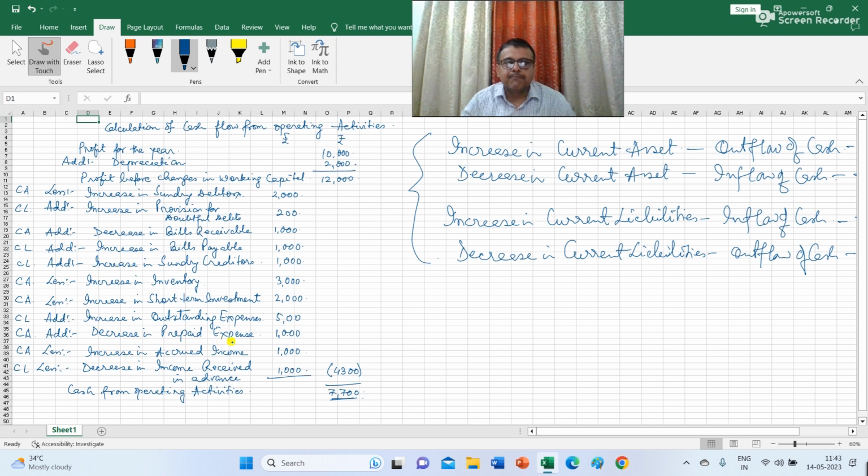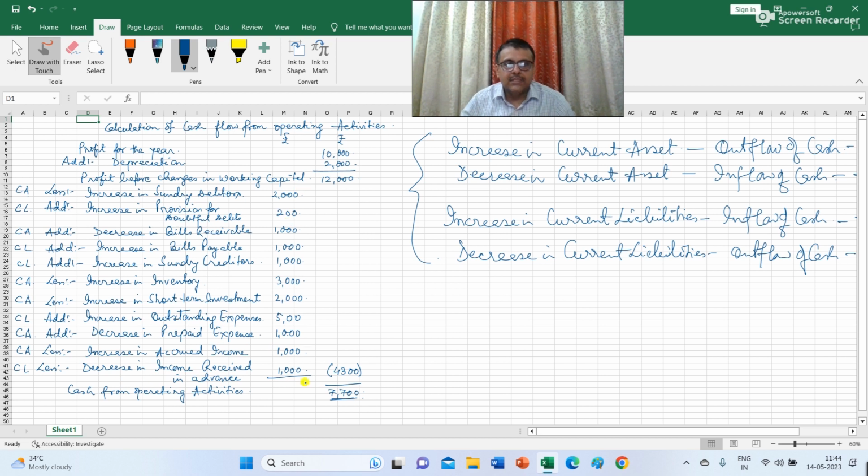Then there is a decrease in prepaid expense. So prepaid expense means current asset. And since there is a decrease in prepaid expense, I have added it back. Again, there was an increase in accrued income. Accrued income is a current asset. Since there is an increase in accrued income, I have reduced this figure. And the last item is the decrease in income received in advance. So income received in advance is a part of your current liability. And since there was a decrease in your income received in advance, I have reduced the figure of rupees 1000.